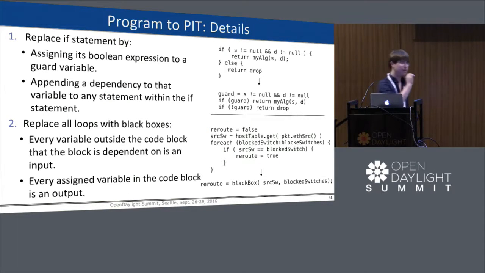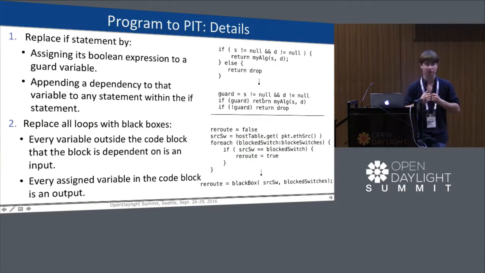First of all, we replace every if statement in the program by assigning its Boolean expression to a guard variable, and then appending a dependency on that variable to any statement within the if statement. In the example above, we take a given source and a given destination, return an algorithm result if neither of them is null, and drop the packet if they are. We can map that into guard, which represents the Boolean expression calculated in the if statement, and then leave a dependency on guard in the two instruction tables that represent returning the result of the algorithm and dropping the packet.